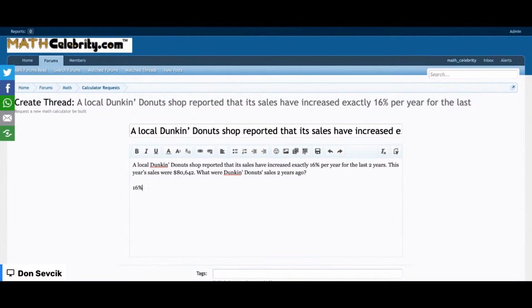Okay, so 16% equals 0.16, and I'll show you why I do that in a second. Let the sales 2 years ago be S. So declare a variable and convert numbers. All right, so we'll block these two off because we have to start with this. So we start with S. Let's just map this out and visualize it.